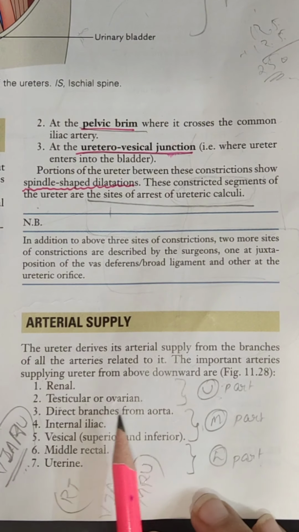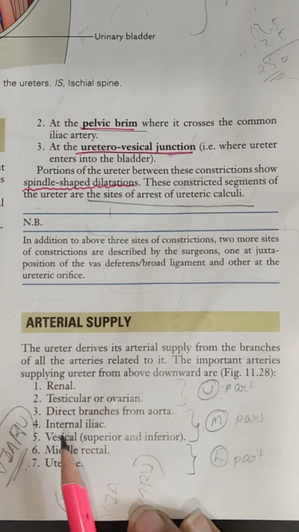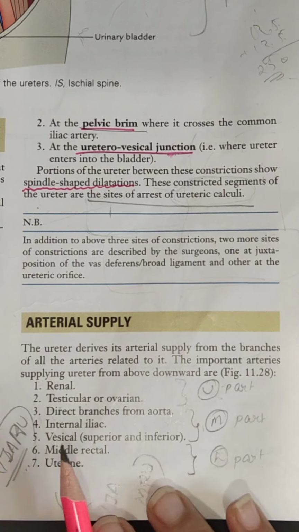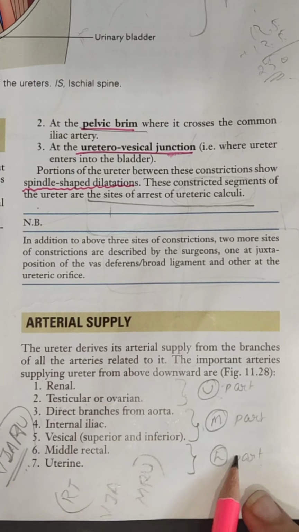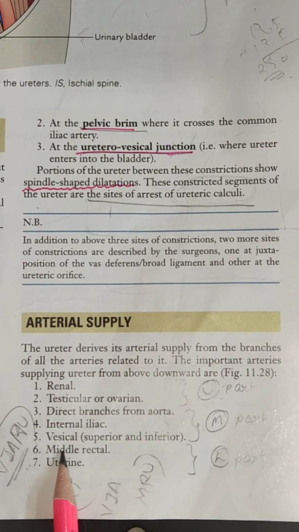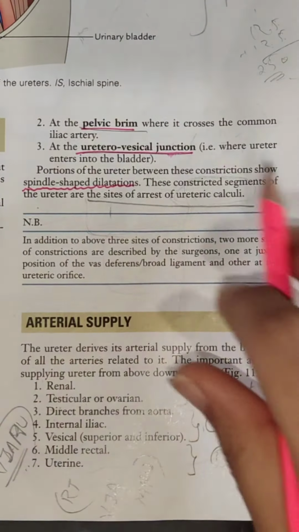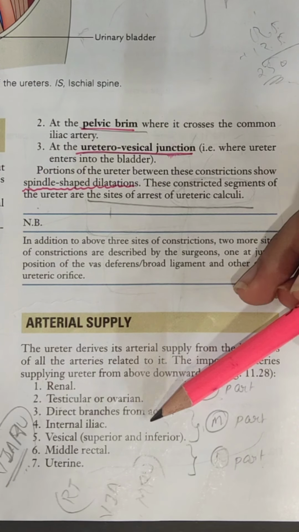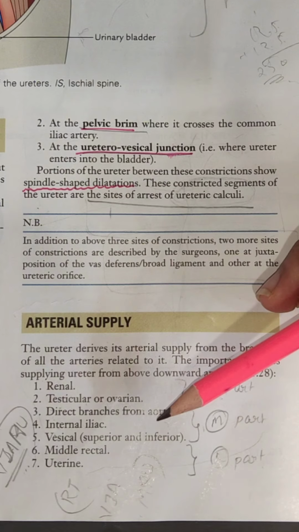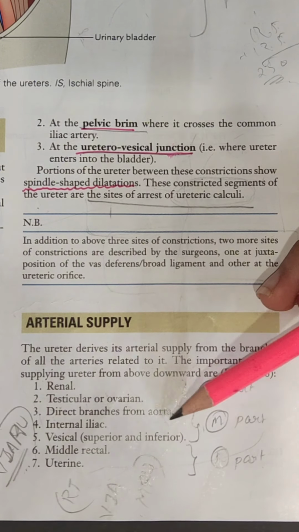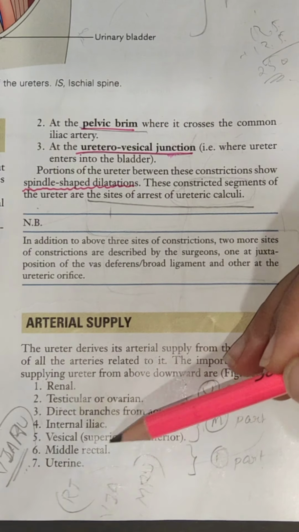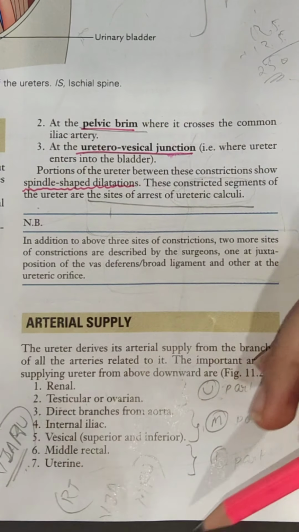Middle part is supplied by the direct branches from aorta, internal iliac and vesical arteries, that is superior vesical and inferior vesical artery, whereas the lower part is mainly supplied by middle rectal as well as uterine artery. Upper part is by renal and gonadal, middle part is by direct branches from aorta, internal iliac, superior and inferior vesical. Lower part is mainly from the middle rectal as well as uterine artery. This is the arterial supply.